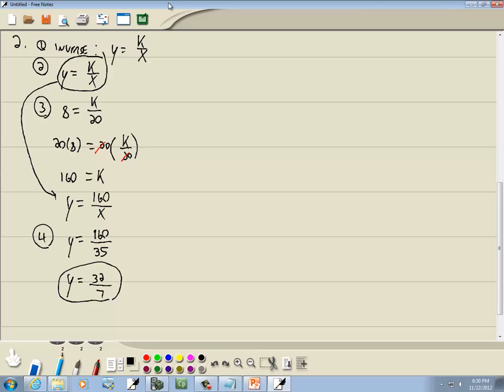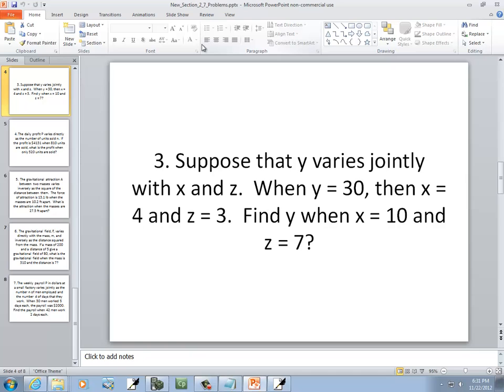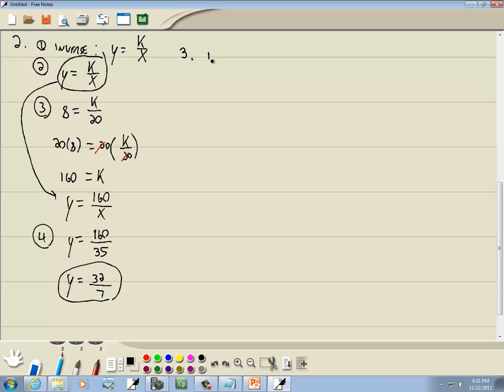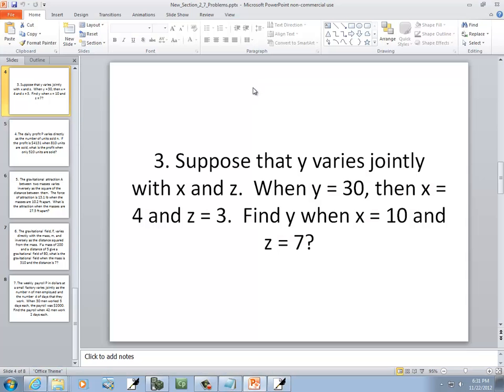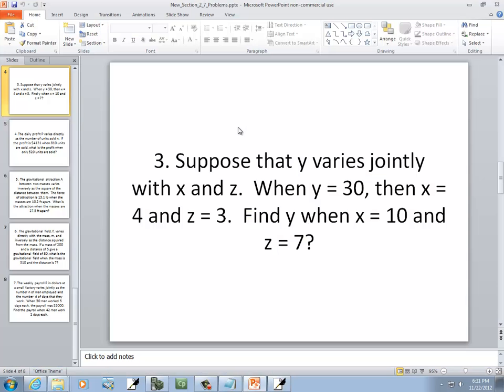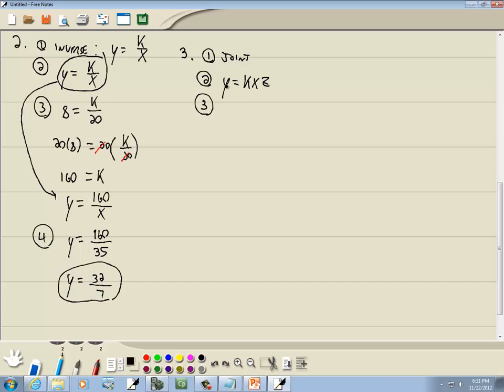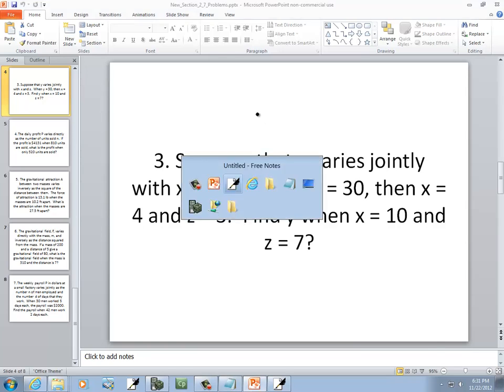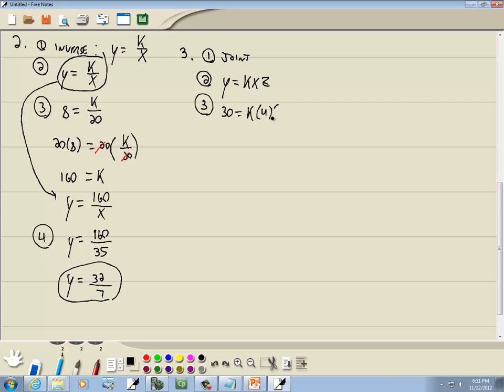Okay, let's look at another one. Suppose that y varies jointly with x and z. Well, that's a joint variation problem. And of course, x, y, and z's make sense here. Varies jointly with x and z. Step 3, look for your one example. When y is 30, then x is 4, and z is 3.